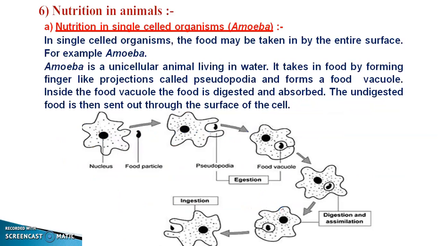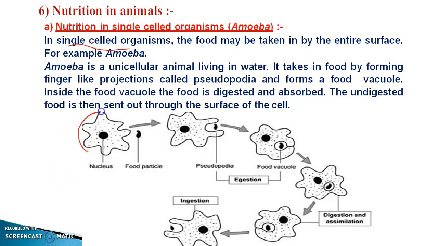Right? Now let us move ahead with the explanation of how single-celled organisms obtain their food. In this chapter, I will explain how amoeba obtains its food, because amoeba is an example of a single-celled organism, right? Single-celled means it is a unicellular organism, whose body is made up of only a single cell. So, as I told you, amoeba is a unicellular organism.